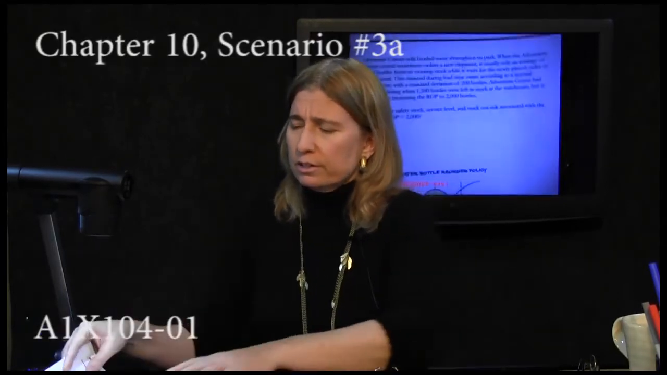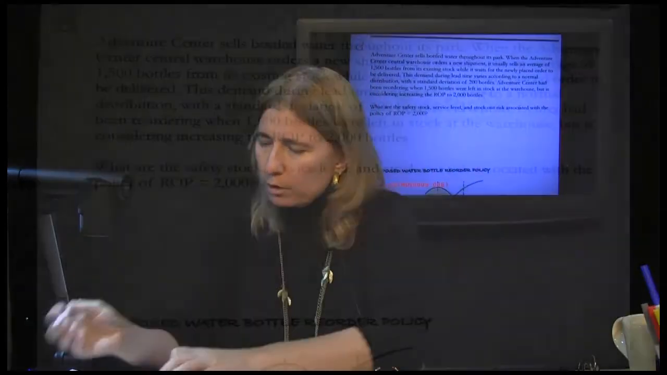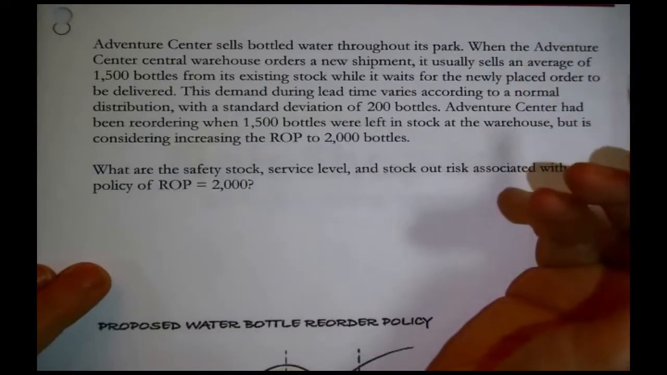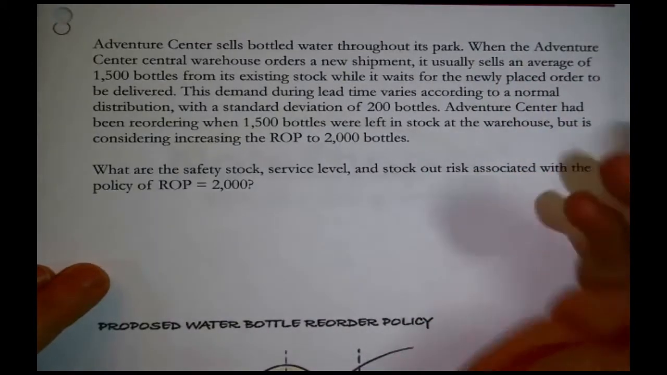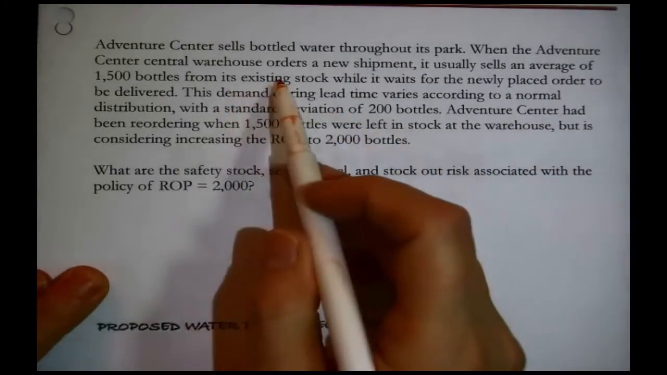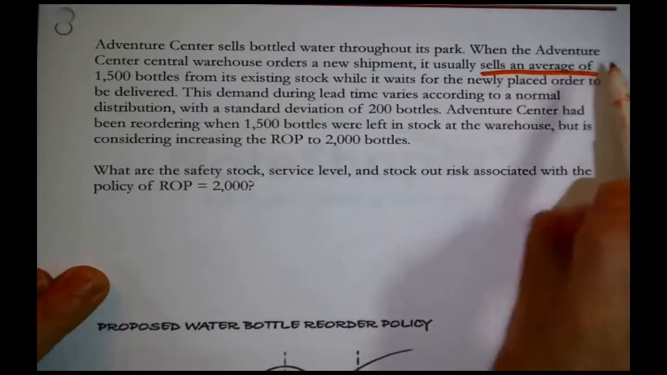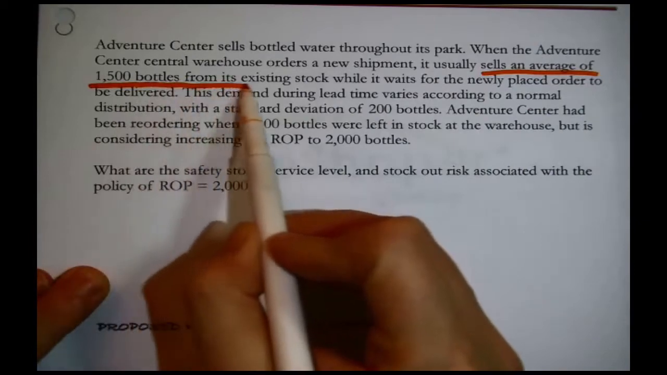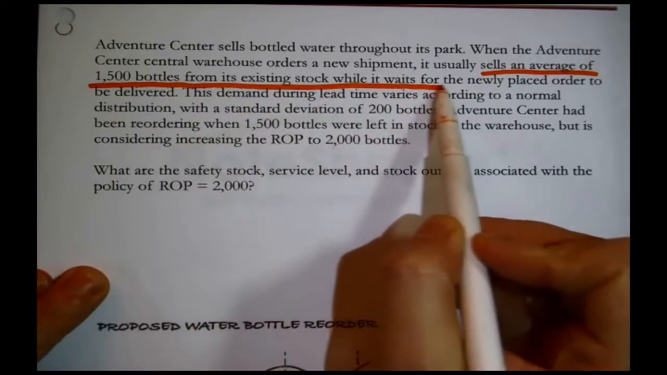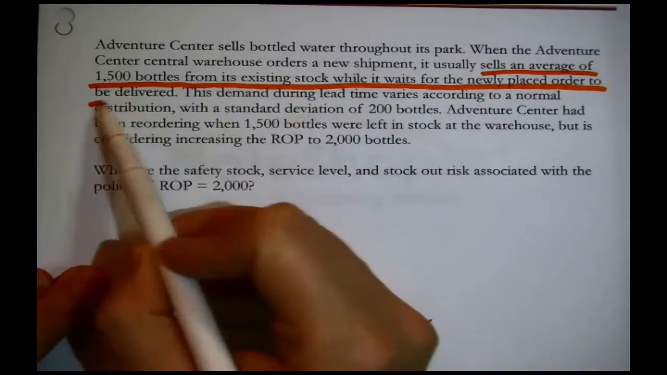Setting a reorder point determines the service level. But if somebody gives you a reorder point, how are you to know what that service level is? You can see that situation shaping up here. Adventure Center sells bottled water throughout its park. When the Adventure Center Central Warehouse orders a new shipment, it usually sells an average of 1,500 bottles from its existing stock while it waits for the newly placed order to be delivered.